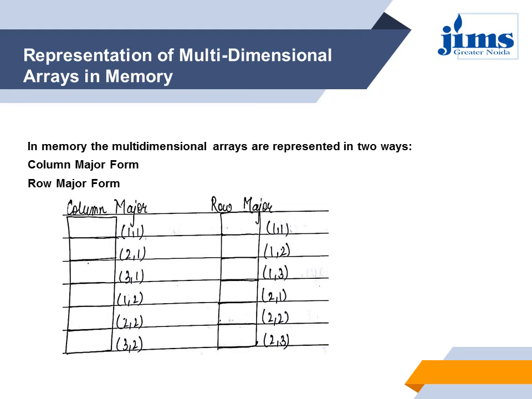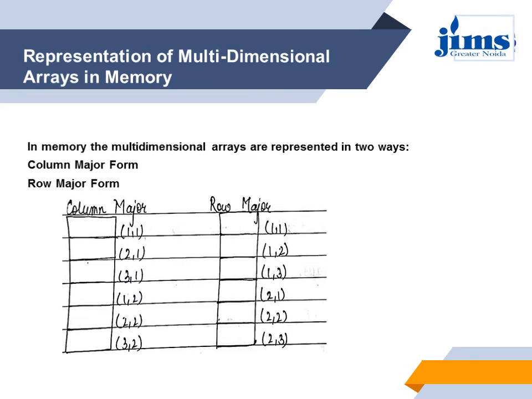In the row major form, we keep storing the elements row wise. That means first row first column, first row second column, first row third column. All the columns of the first row are done. Then we move on to the second row, that is second row first column, second row second column, second row third column. So this is the row major form.